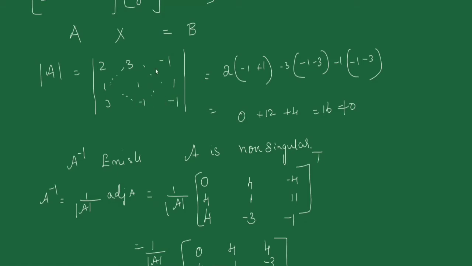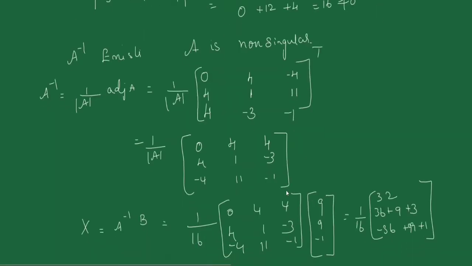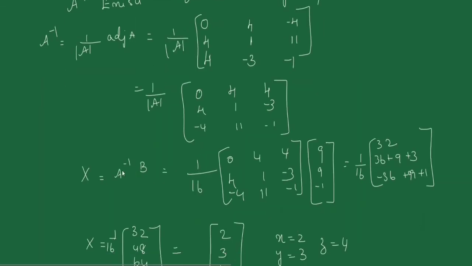Cofactor of minus 1 is 2 minus 3 minus 1. So take the transpose of this: the first row will become the first column, the second row will become the second column, the third row will become the third column. So now x is equal to A inverse. A inverse is this, and the determinant of A is 16. So 1 by 16 into the adjoint of A into matrix B.